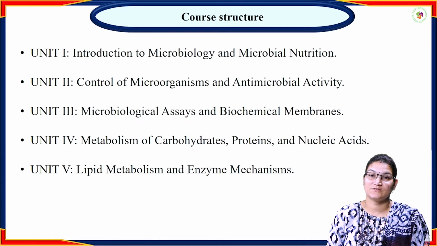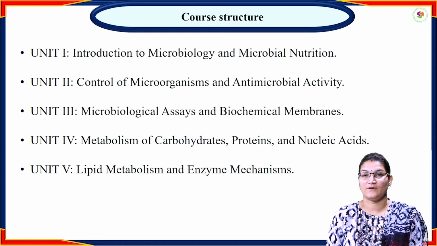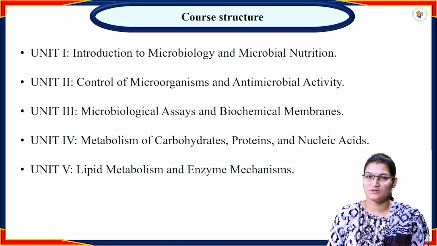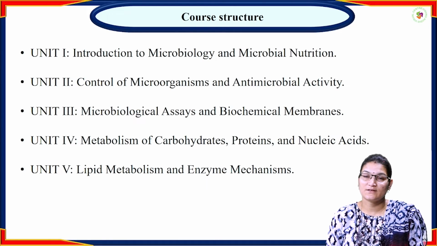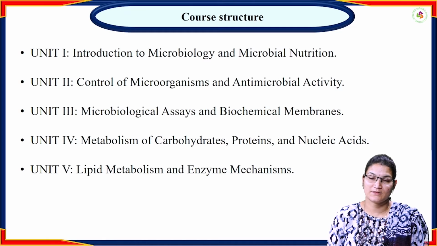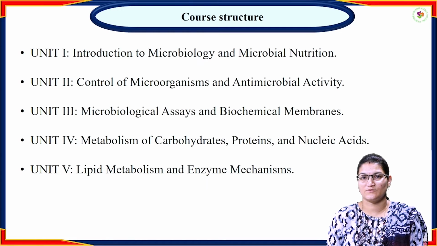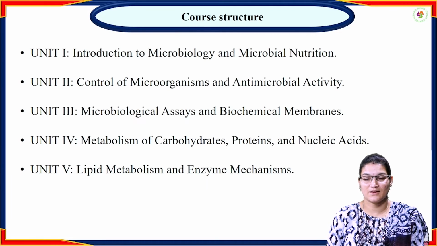In unit 2, we study about control of microorganisms by using various sterilization processes. We have physical sterilization process and chemical sterilization process. And in physical sterilization also we have various methods. In chemical sterilization we have various chemicals for the sterilization. Along with that we have one more sterilization process, that is radiation sterilization. All these things we will study in the second unit.